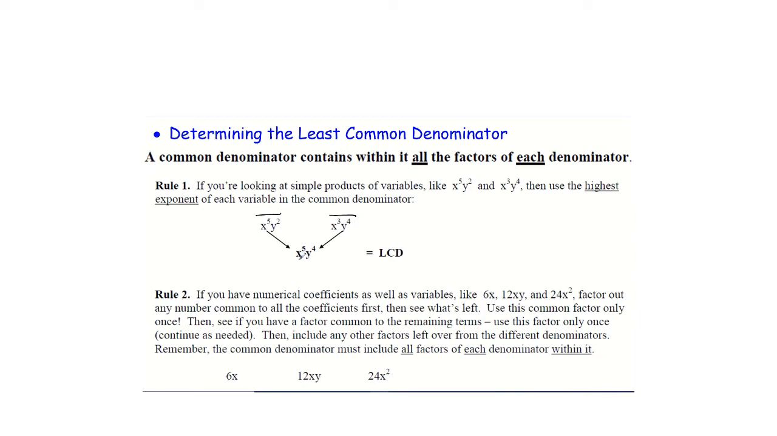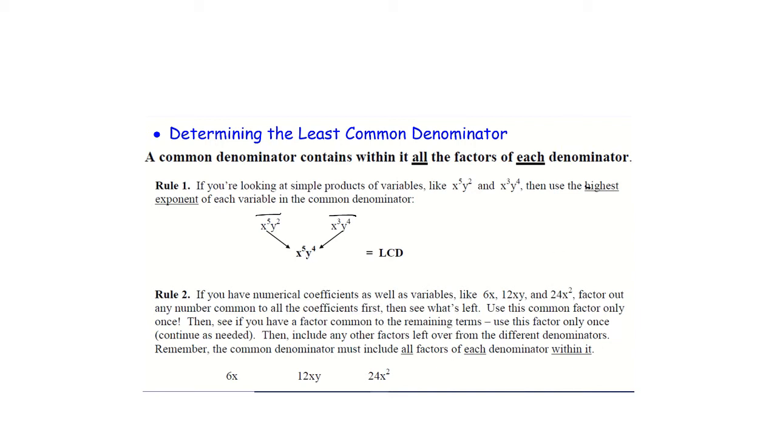So your common denominator is going to have x and y in it. The exponent that's going to go on each of these will always be the highest one you see anywhere. So I see x to the 5th and x to the 3rd, so I'm going to go with x to the 5th, the highest one. Right here it says use the highest exponent. I see y squared, I see y to the 4th, we're going with y to the 4th as their least common denominator.